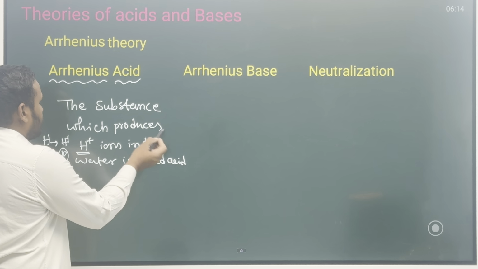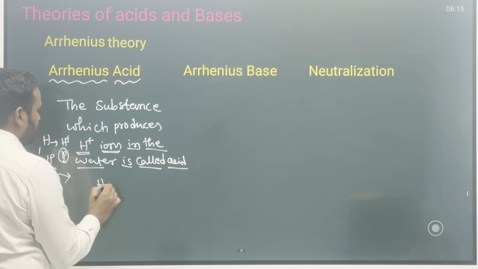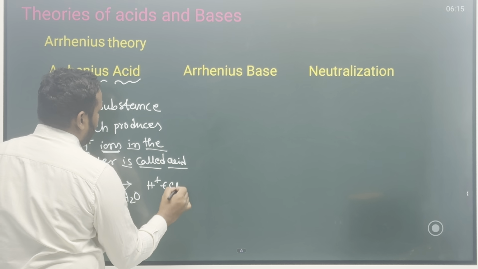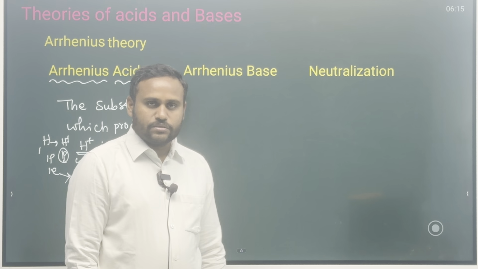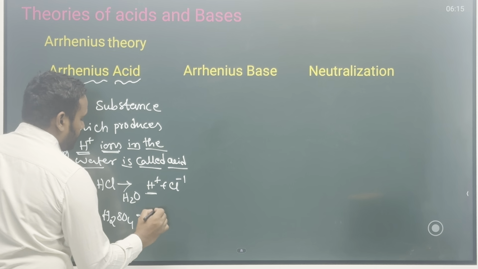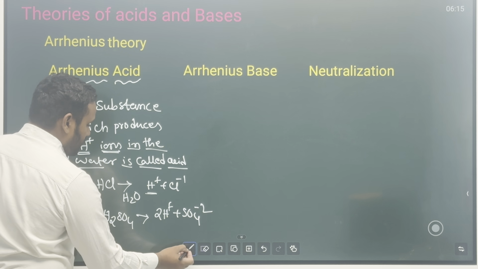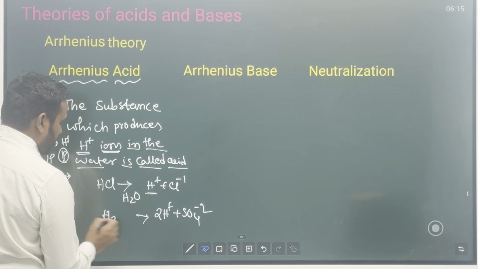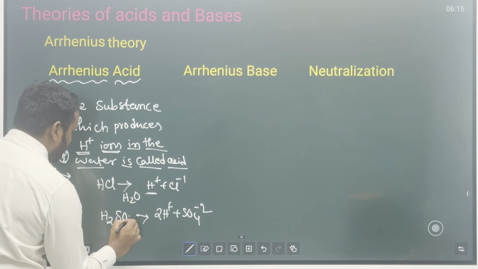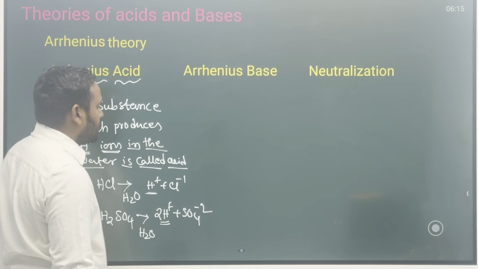The substances which produce H plus ions in water are called acids. For example, HCl, when dissolved in water, produces H plus and Cl minus. Since it produces hydrogen ions, it is an acid. And H2SO4, sulfuric acid, produces 2H plus and SO4 2 minus in the presence of water. So these are acids.